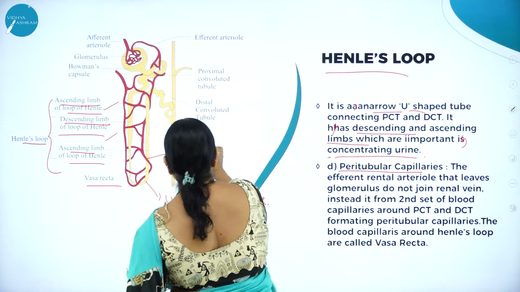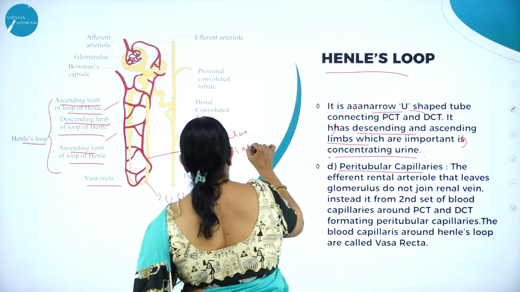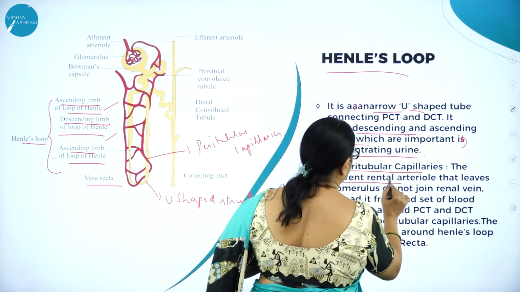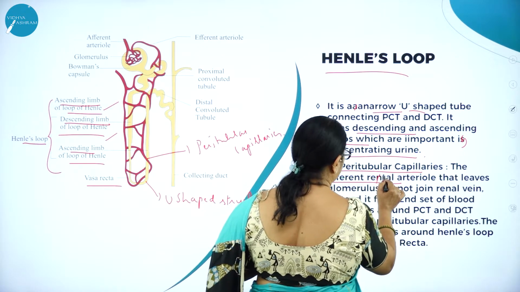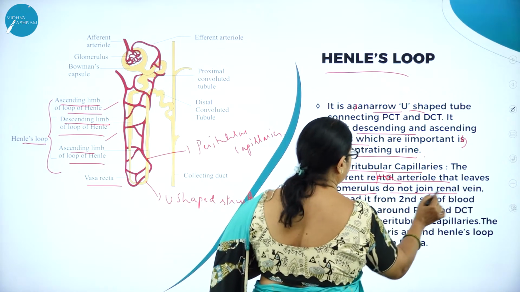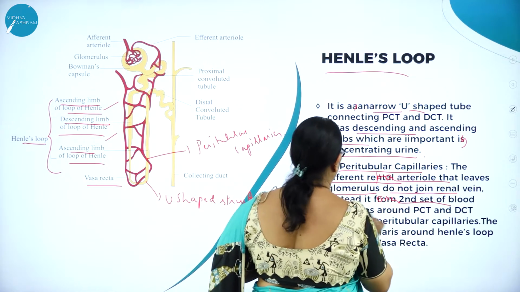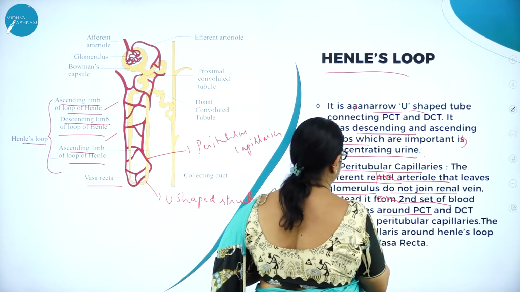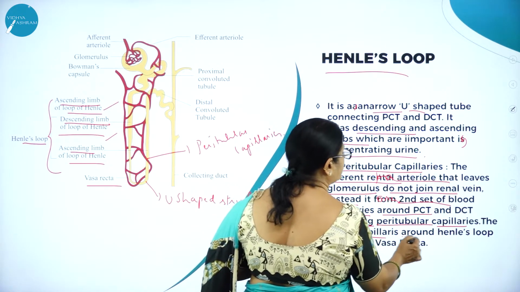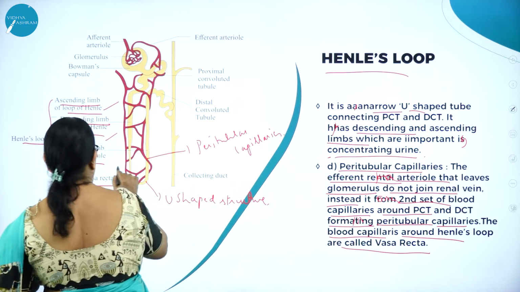So these are the peritubular capillary. So the afferent renal arteriole that leaves glomerulus does not join the renal vein. Instead, it forms a second set of blood capillaries around PCT and DCT, forming peritubular capillaries. The blood capillaries around the Henle's loop are called vasa recta. Here you can see the vasa recta.